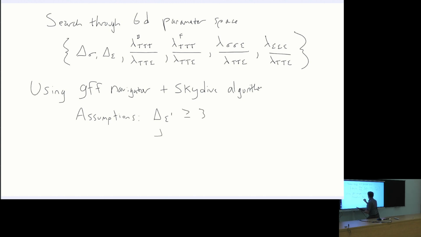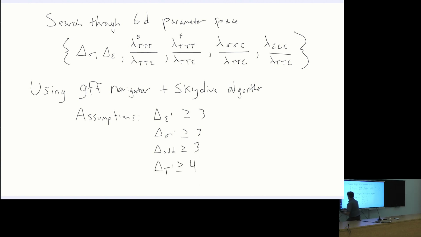Delta epsilon prime bigger than 3, delta sigma prime bigger than 3. We're assuming the leading parity-odd scalar is irrelevant, and we're also isolating the stress tensor in the allowed space by saying the next spin 2 operator above the stress tensor starts at dimension 4.